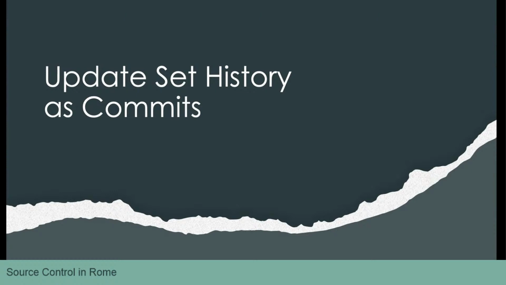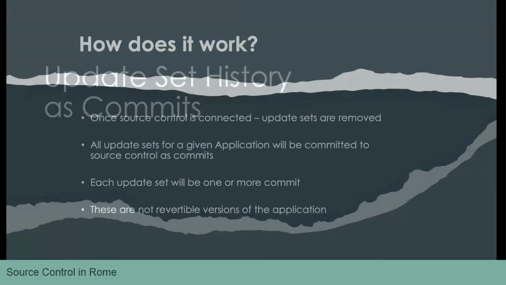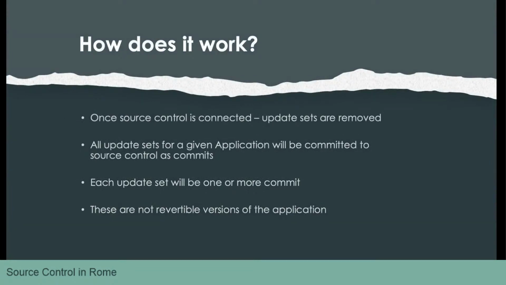So this last feature in Rome that I want to talk about is update set history as commits. If you're unaware, when you first connect source control to a given app, what's going to happen, and there's a big angry warning on there when you do so, is it will actually go and remove all of the update sets for that scope. So it clears them all out. They're gone. And so any of that history that you had of the deployments and work of that update set process and that deployment for that application has gone poof. So what we've done in Rome is we've added a feature to store those as commits into your source control.